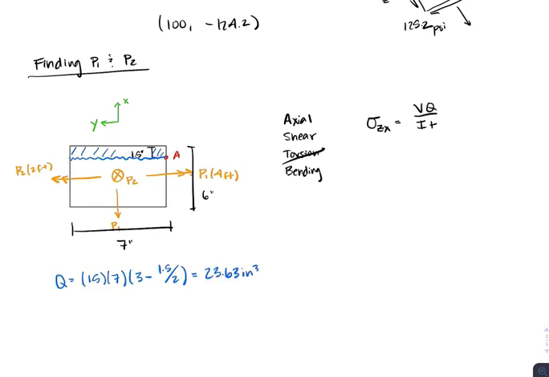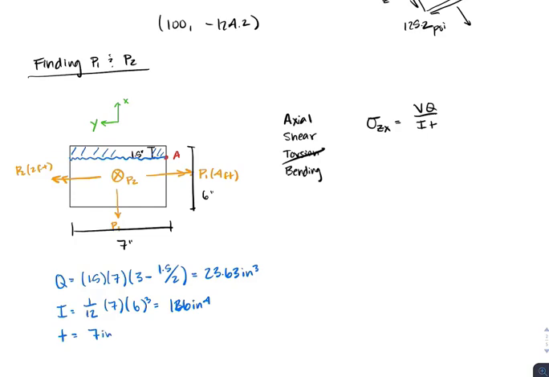23.63 inches cubed. We also need to find our I value. So our I for this cross-section is just 1/12 BH cubed. So our B in this case is 7 inches, and then our height is 6 inches cubed. So that gets us a value of 126 inches to the fourth. And then our T in this case, our thickness, is the length of the cut we made to make our Q. So in this case, our T would be equal to 7 inches.